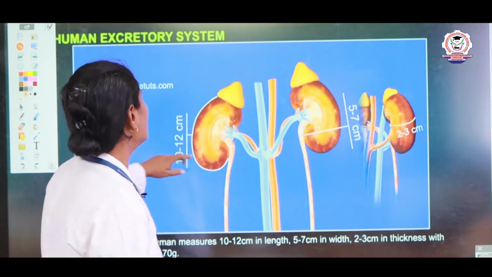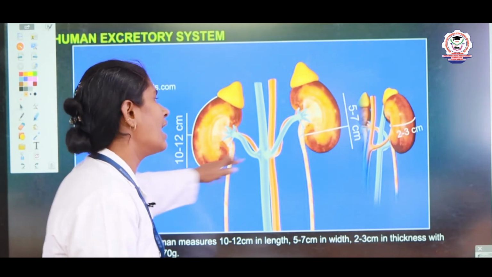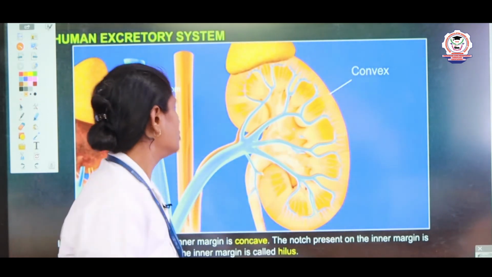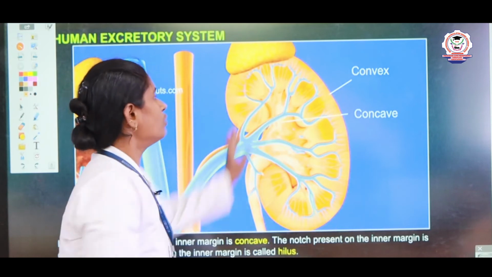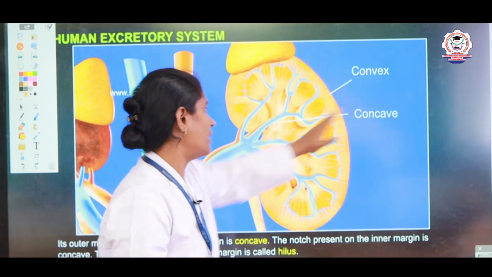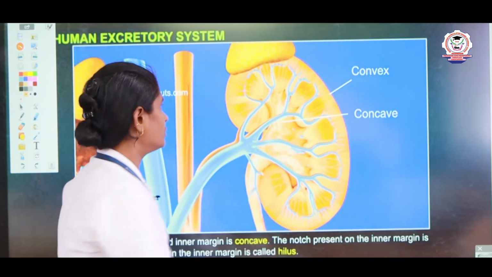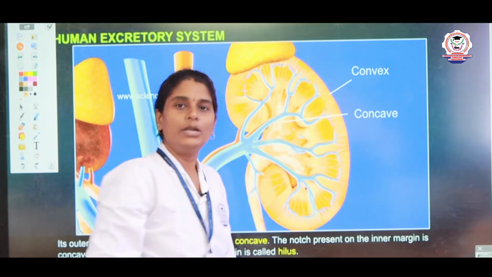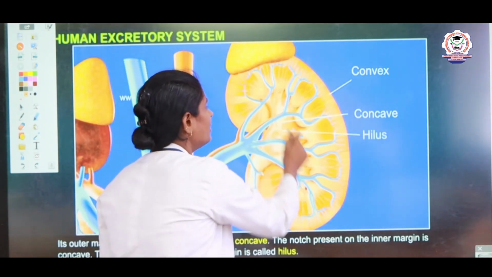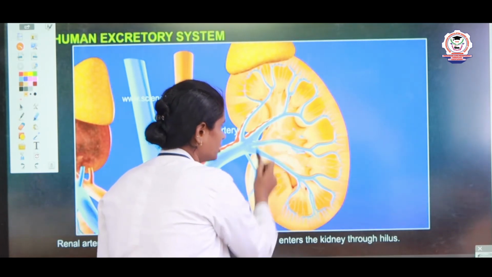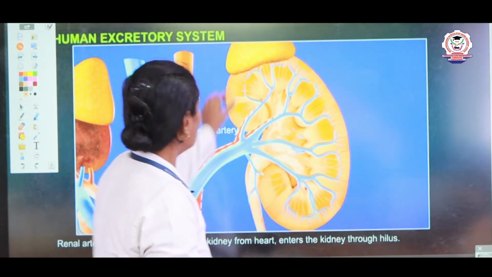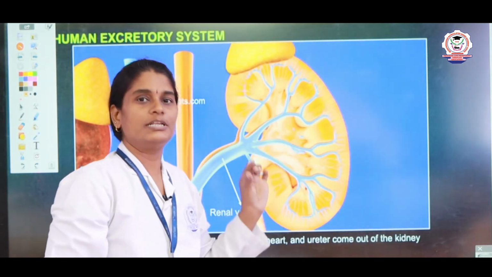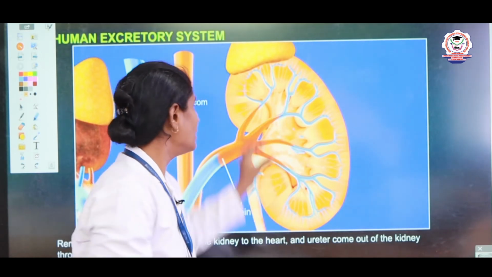The kidney is about 10 to 12 centimeters in length, 5 to 7 centimeters in breadth and 1 to 2 centimeters in thickness. The outer part is a convex shape and the inner part is a concave shape. The outer part we call the cortex and the inner part we call the medulla. Inside the medulla we can see many calyces, and this region is known as the hilus. In the cortex region we can see millions of nephrons. Nephrons are the structural and functional unit of the kidneys.